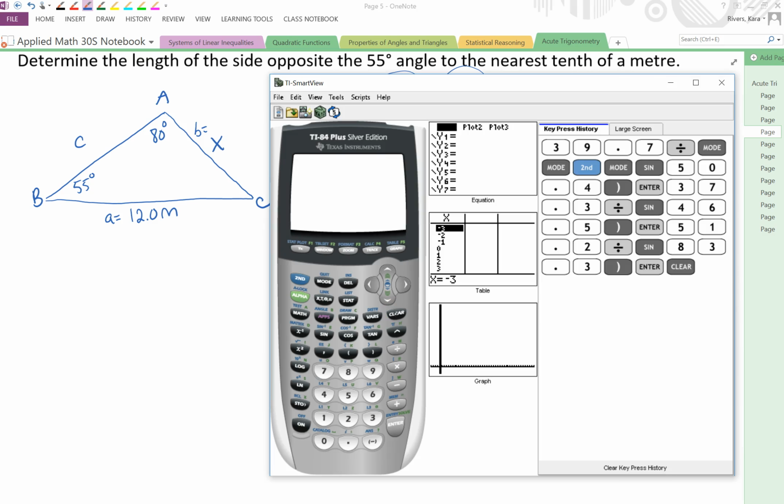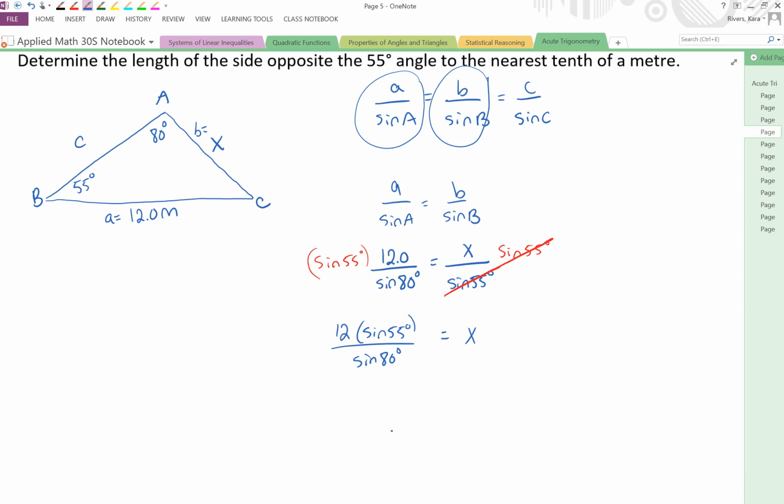So I'm going to clear out what I have. So I've got 12 times sine of 55 divided by sine of 80 degrees. Putting all of that in, you get an answer of 9.98146.